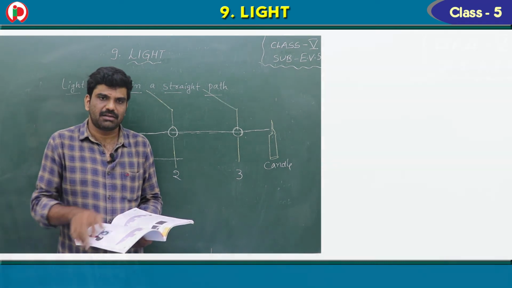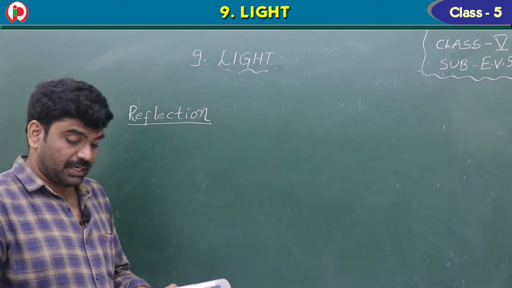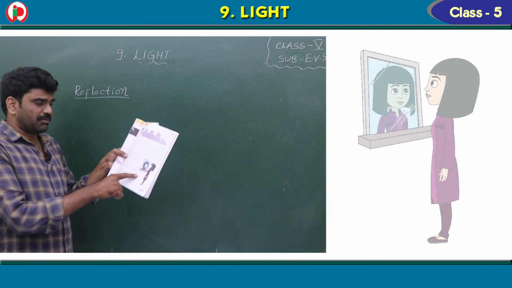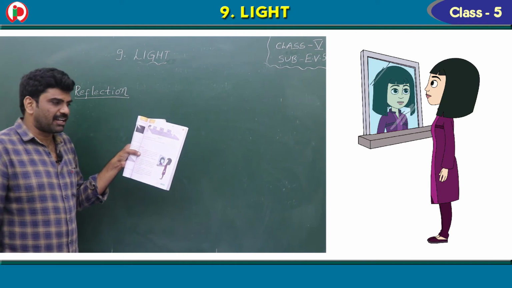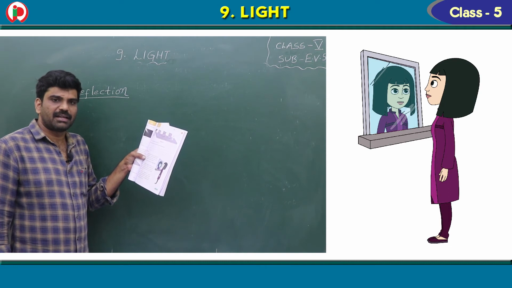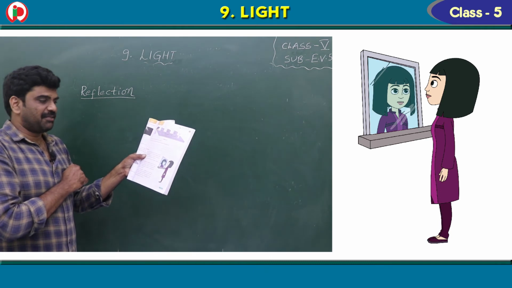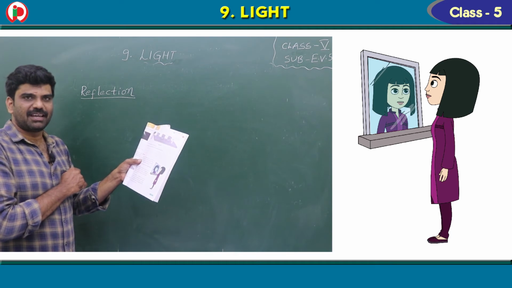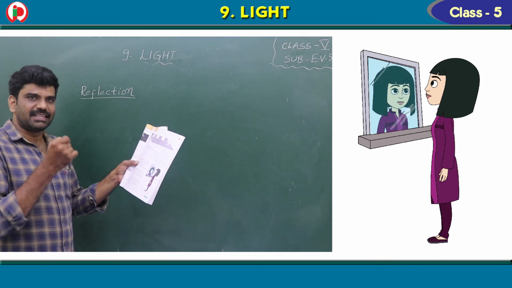So from this experiment, it is clear that light rays travel in a straight line. Okay, children, so far we have seen that light travels in a straight line. Now let us see, take page number 73. You can observe the figure. The girl is in front of what? Yes, a mirror. Children, can you see your face in the mirror? Can you see your hands in the mirror? Yes. Not only face, we can see many things in front of the mirror.